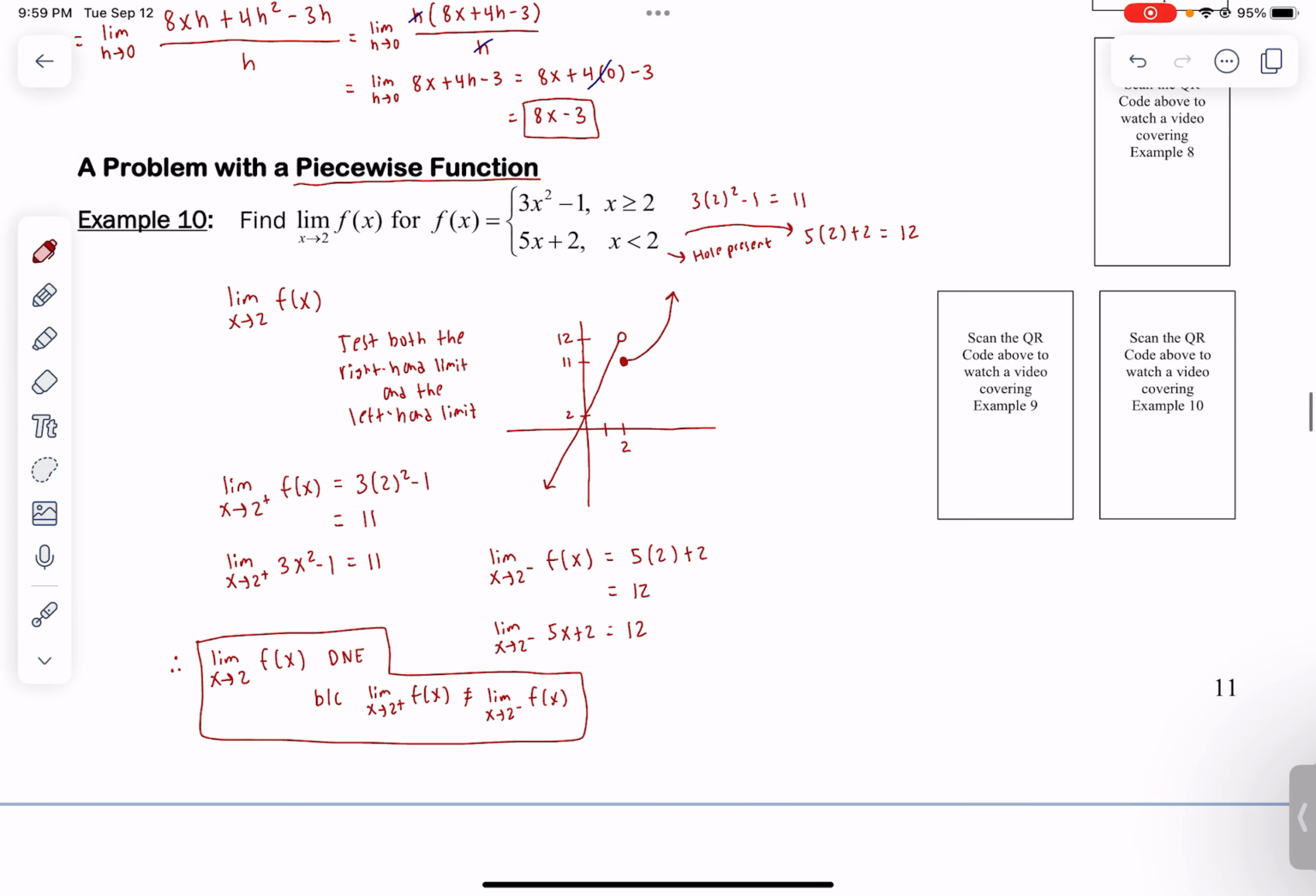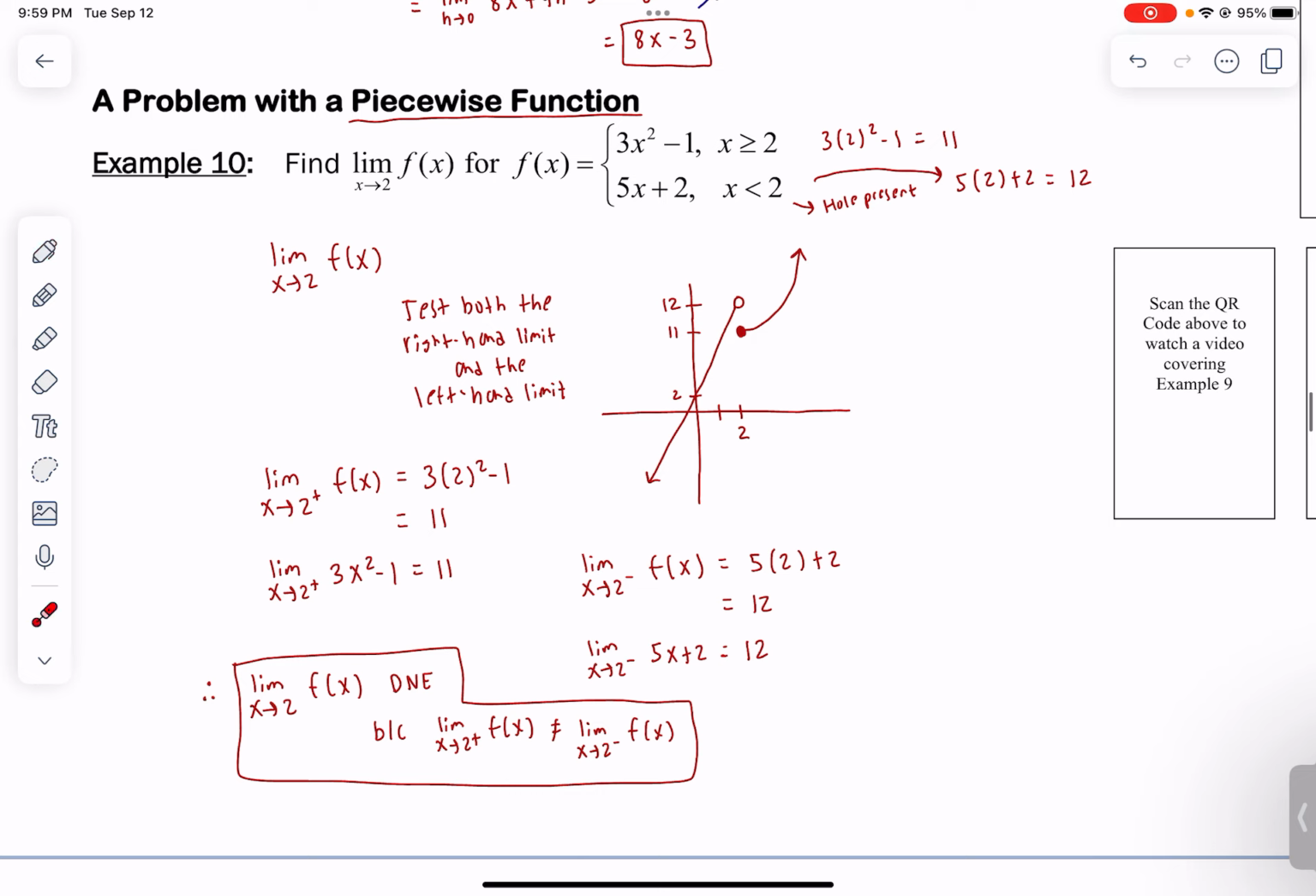And that is example number 10. So you'll definitely see a good amount of piecewise functions in this class. And we'll definitely investigate them in our next topic, which is called continuity. So you'll definitely go ahead and see that on there.